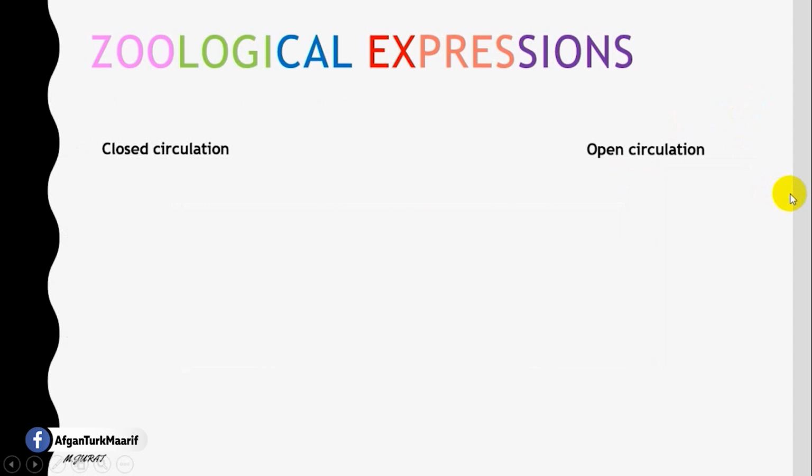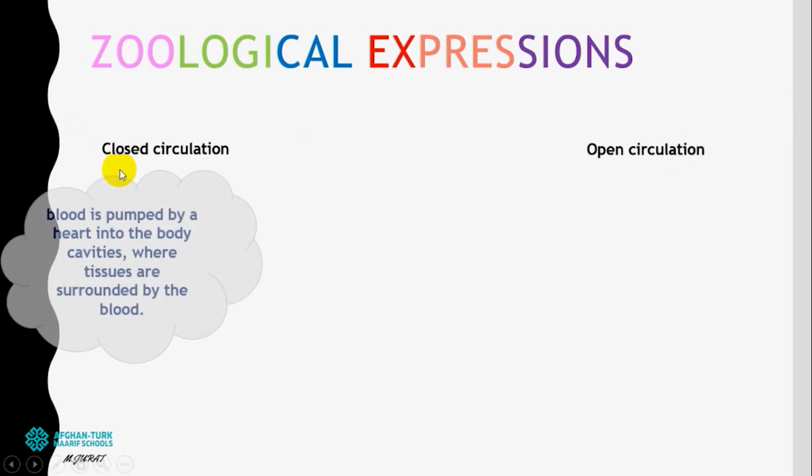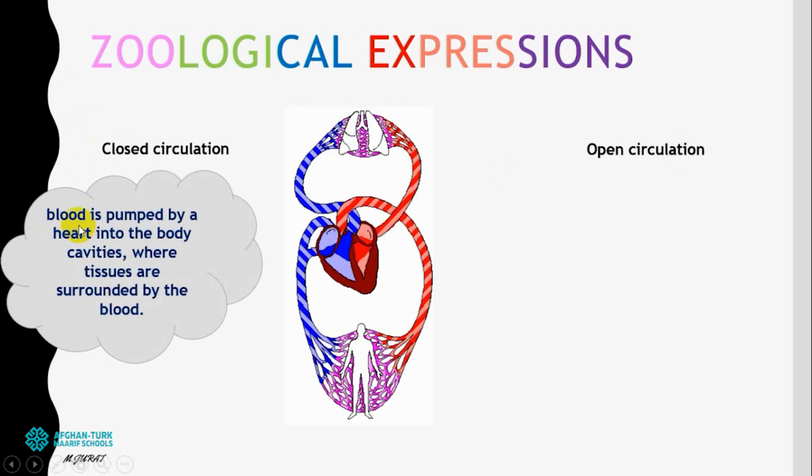Next expression is closed and open circulation. Circulation is an expression we can use for the blood circulation or the blood movement all over our body. As we know, in most animals, they have a heart, and the heart is pumping the blood, and this blood is circulating all over the body. In some animals, the circulation might be closed, and in some animals it might be open.